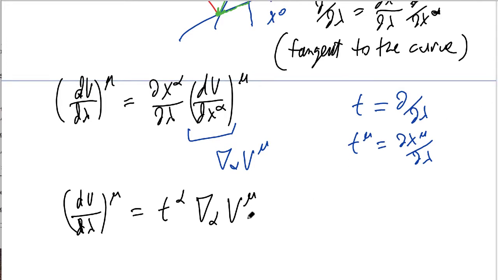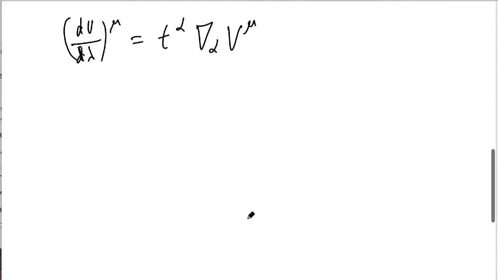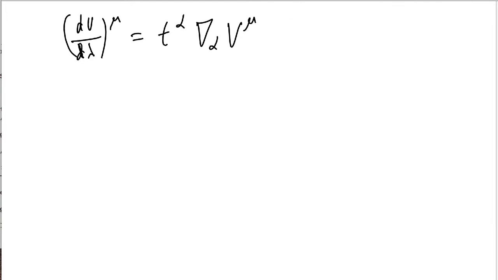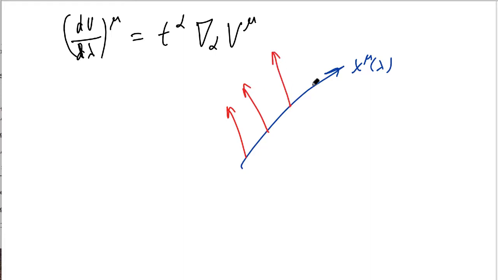Now in deriving this expression, we only require v and t to be defined along the curve x of lambda. So for example, here's the vector field v defined all along this curve. Let's say this is the tangent vector along the curve, t. This is v.